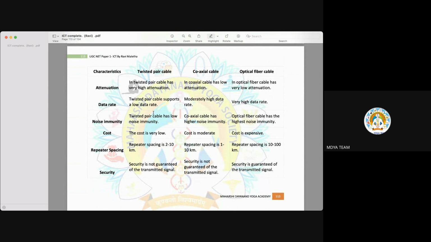Twisted pair has a low data rate, coaxial is moderate, and optical fiber cable has a very high data rate. In optical fiber cable, attenuation or distortion will be very, very less, and in twisted pair it is very high. But in coaxial, it is in between the two.